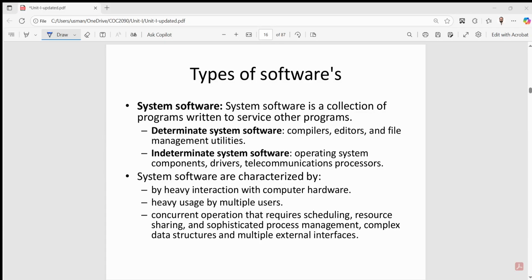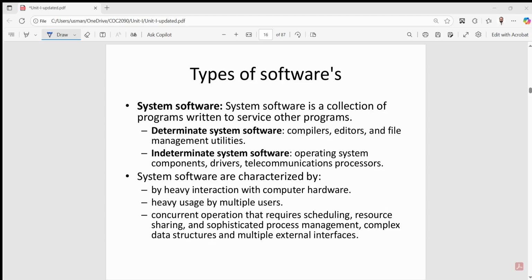Welcome back, students. Today we are going to see about types of software. In the previous lecture, we have seen about software characteristics, software and software engineering concepts. So, to begin with the basic types of software, the first is system software. System software is a collection of programs written to service other programs.